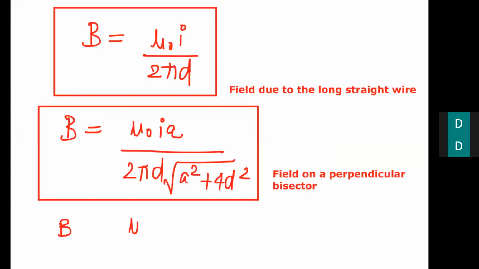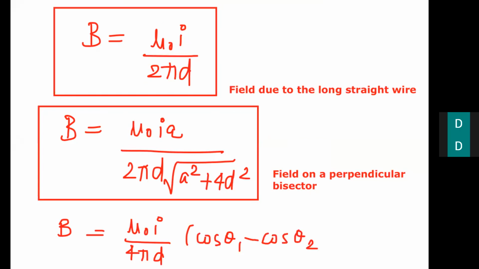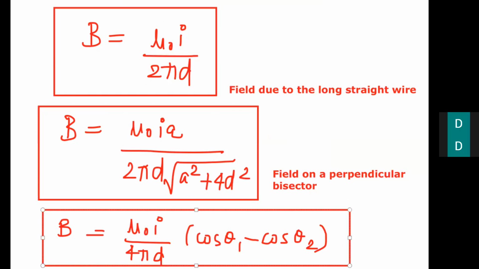And the general equation that we got for the field is B is equal to mu 0 I upon 4 pi D into cos theta 1 minus cos theta 2. So this is the general equation that we have got. So what is this exactly? We should write: this is the field at point P due to a wire MN.